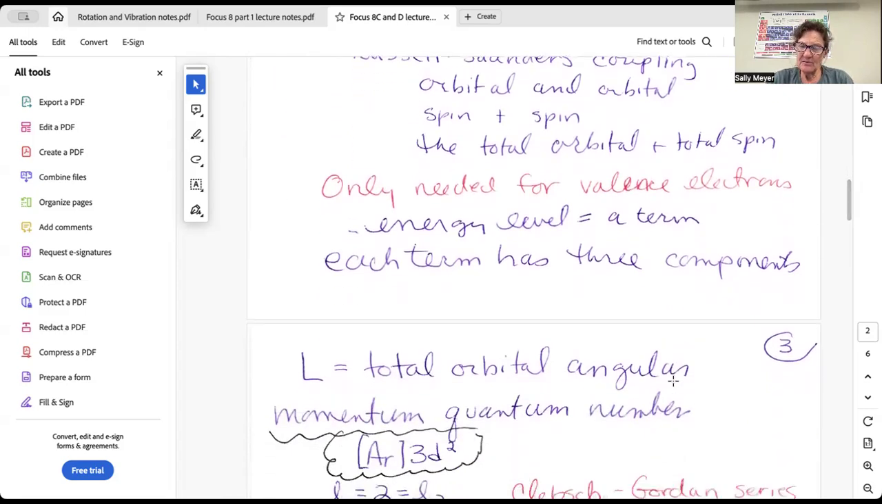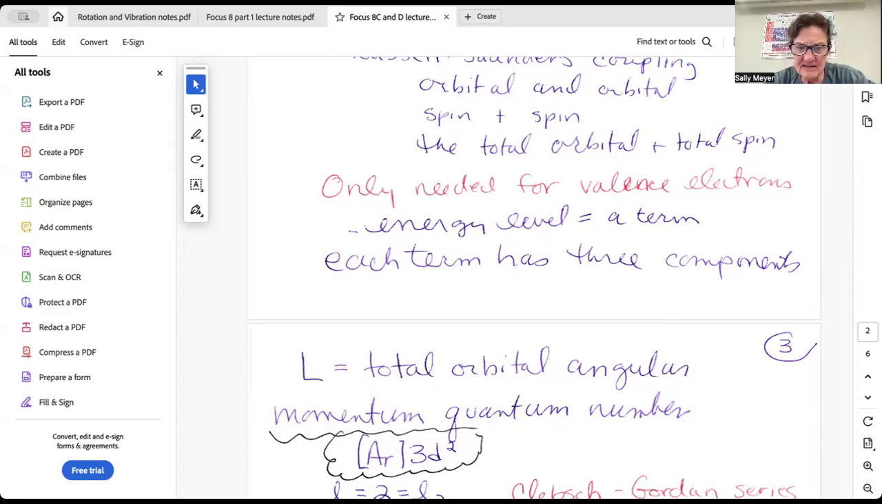So we want to think about what's going on. Depending on how the electrons are interacting, their angular momentum will either couple to make the overall angular momentum bigger or smaller. And that's going to change the energies.